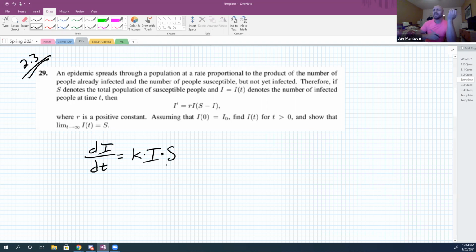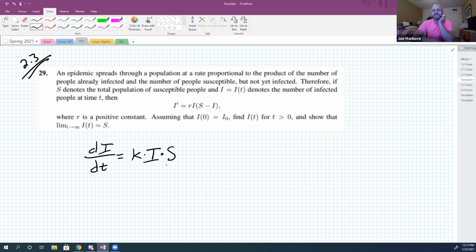Why would this be the case? Why would it be just a product between these? Because the more people you have infected, the faster the infection's going to spread. And the more susceptible people you have, the more targets you have. So as the number of susceptible people gets smaller, the rate decreases. And as the number of infected people gets smaller, the rate also decreases. So it's kind of codependent. Certainly this thing has those properties, but why is it a product in this case?